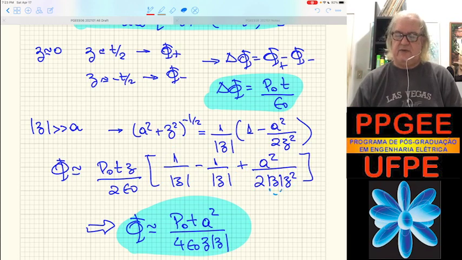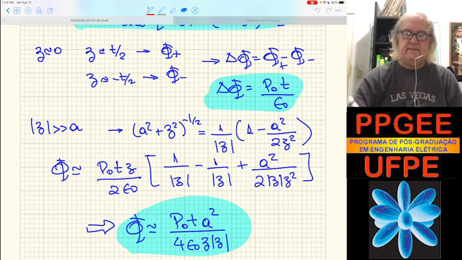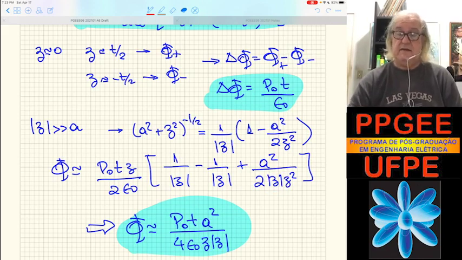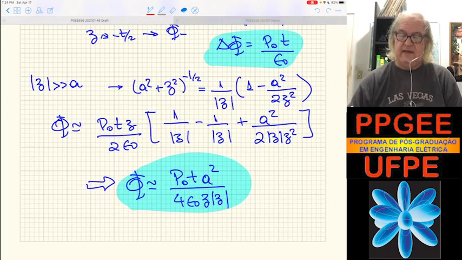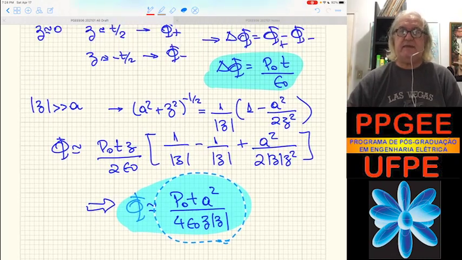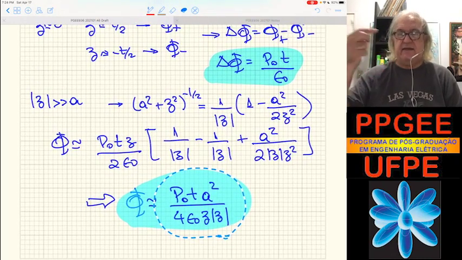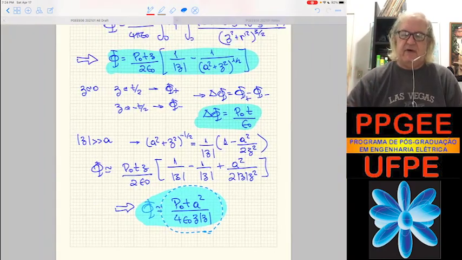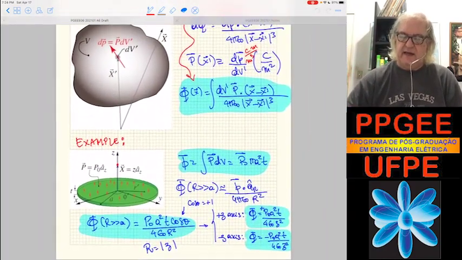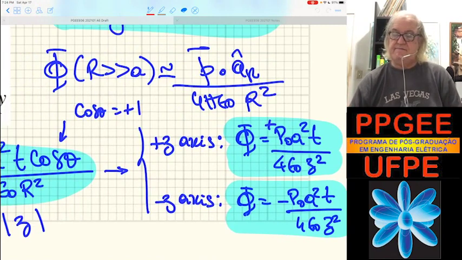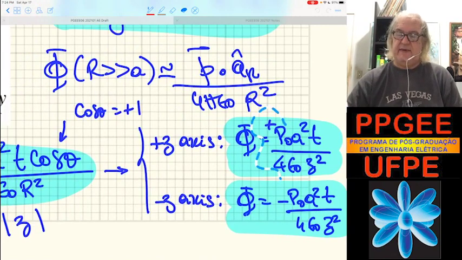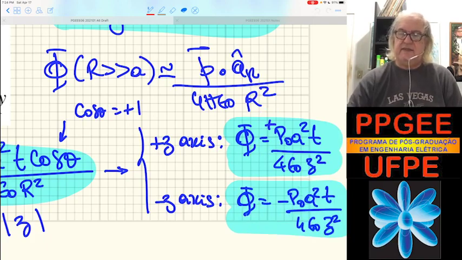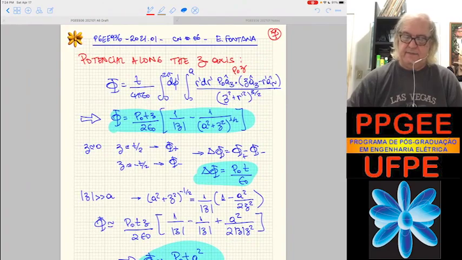Notice that the magnitude of z is exactly what we got. This is the expression that we got in the approximated value, in the asymptotic, before doing the example. I mean, you just did here. We have this result in the plus axis, and this result in the minus axis, which is the same as this one here, right?